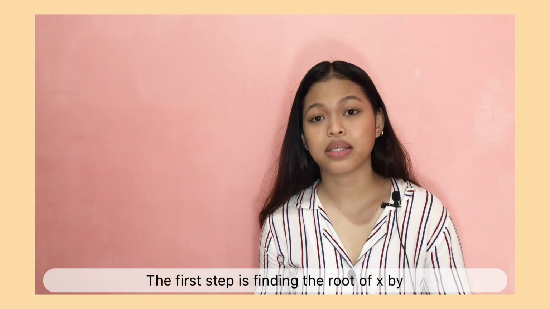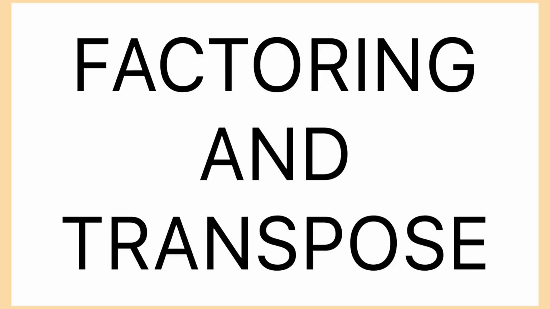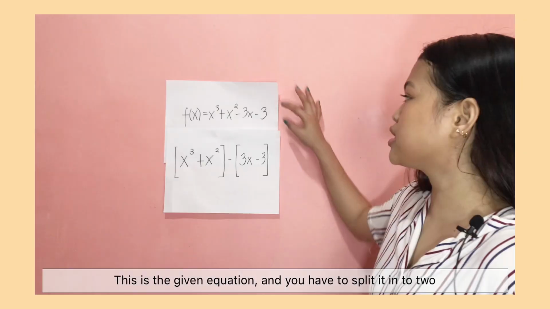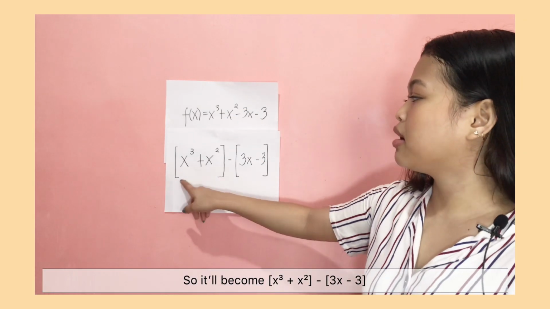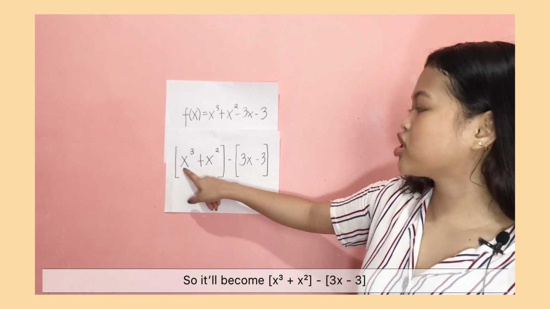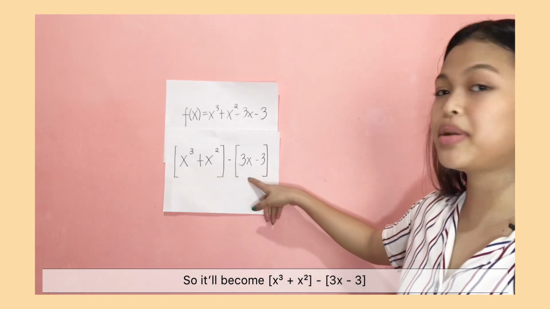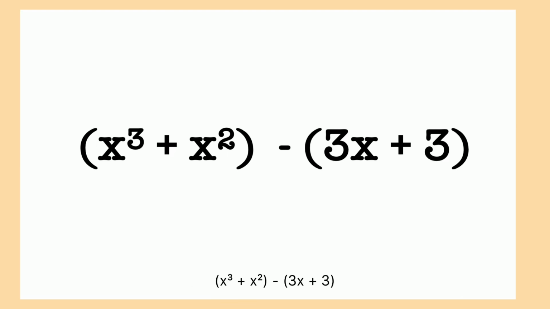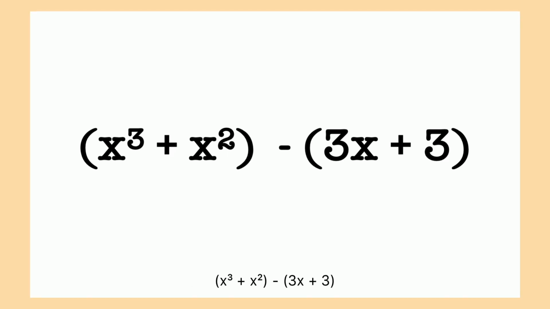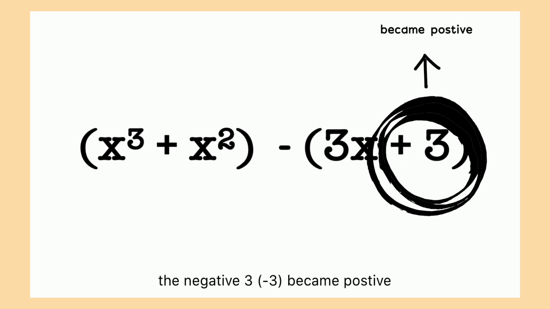The first step is finding the root of x by factoring and transposing. This is the given equation, and you have to split it into two, so it will become open and close bracket x cubed plus x squared, minus open and close bracket 3x minus 3. Then this negative sign, you will distribute it to the negative 3 and it will become positive 3. The equation will become open and close parenthesis x cubed plus x squared, minus open and close parenthesis 3x plus 3. The negative 3 became positive.